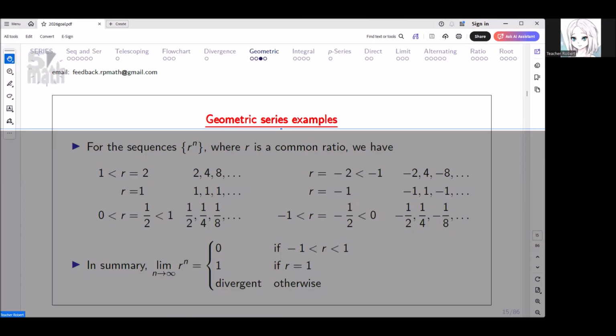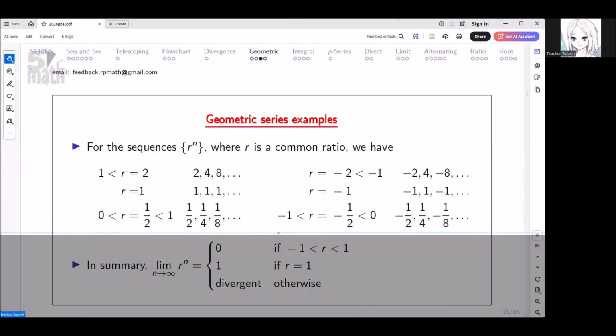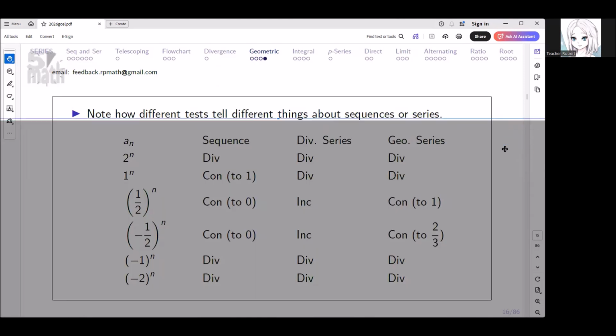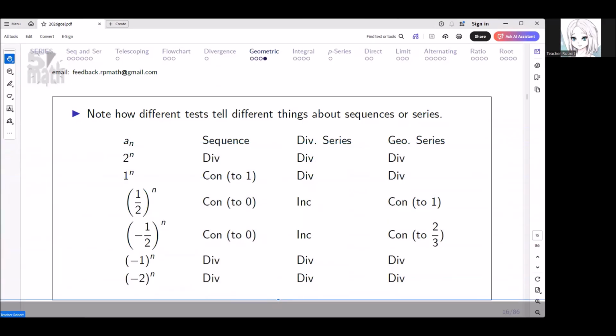Geometric series examples. For the sequences r to the power n, where r is a common ratio, we have the following. In summary, limit n to infinity of r to the power n equals 0 if r is greater than -1 and less than 1, 1 if r equals 1, divergent otherwise. Note how different tests tell different things about sequences or a series. And we have the following.